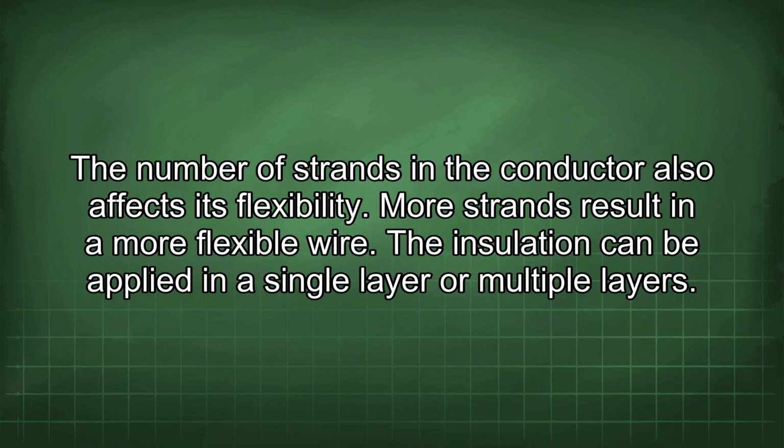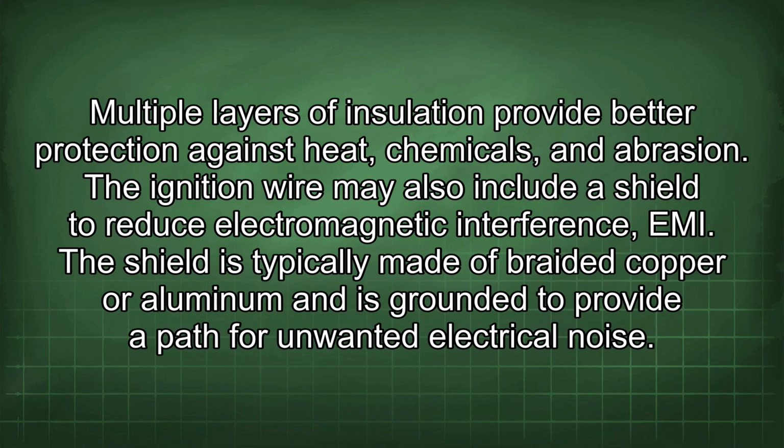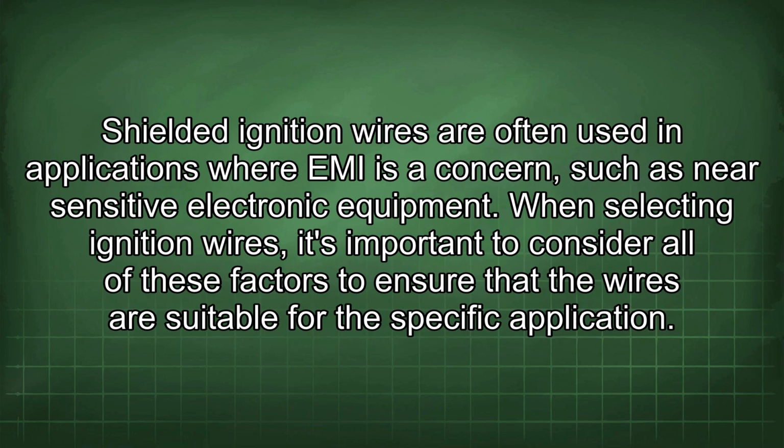The insulation can be applied in a single layer or multiple layers. Multiple layers of insulation provide better protection against heat, chemicals, and abrasion. The ignition wire may also include a shield to reduce electromagnetic interference (EMI). The shield is typically made of braided copper or aluminum and is grounded to provide a path for unwanted electrical noise. Shielded ignition wires are often used in applications where EMI is a concern, such as near sensitive electronic equipment.